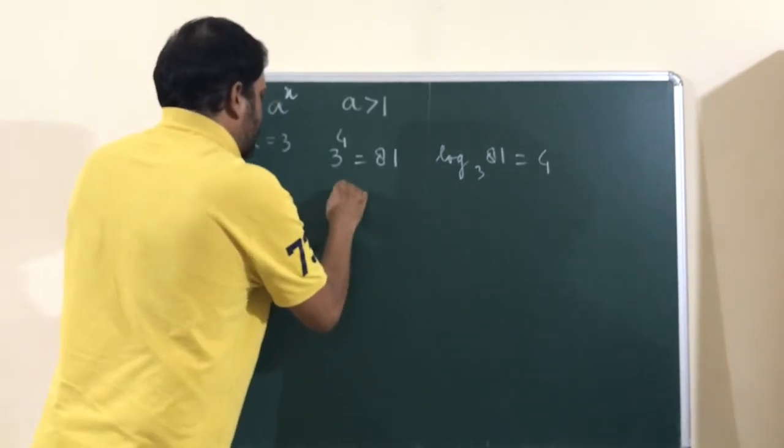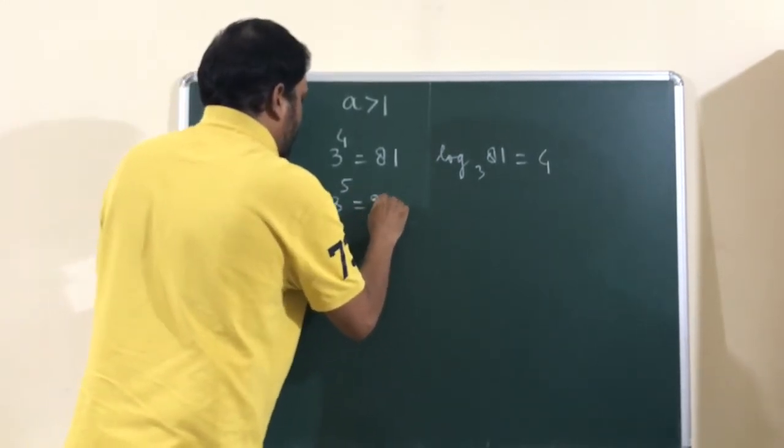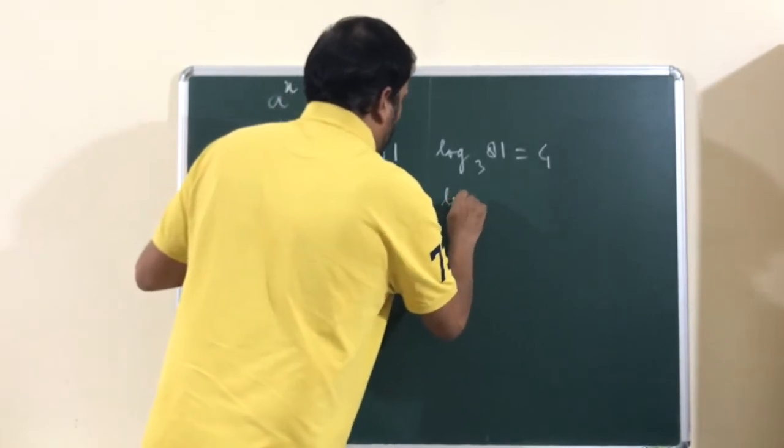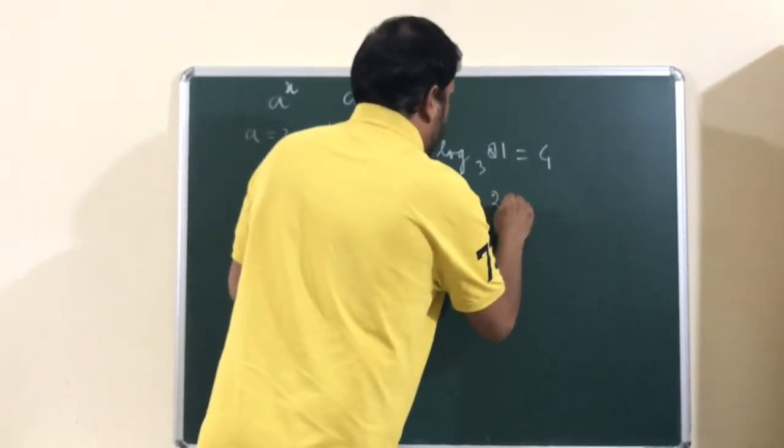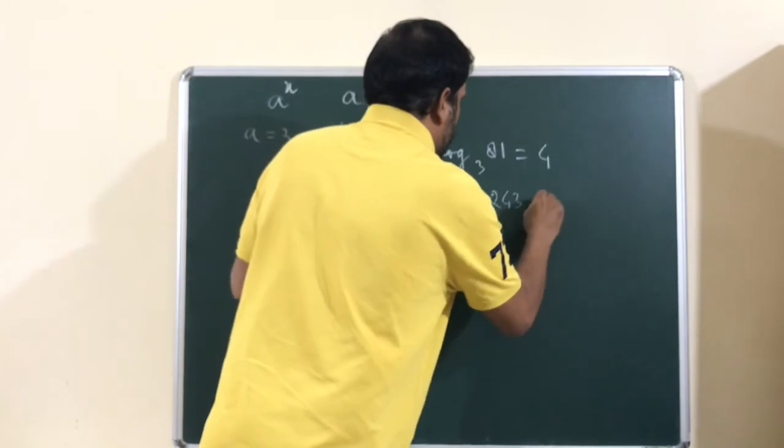When I take 3 raised to the power 5, the answer you will get is 243. So log of 243 base 3 is equal to 5.